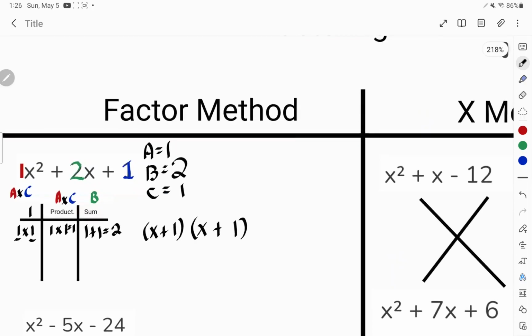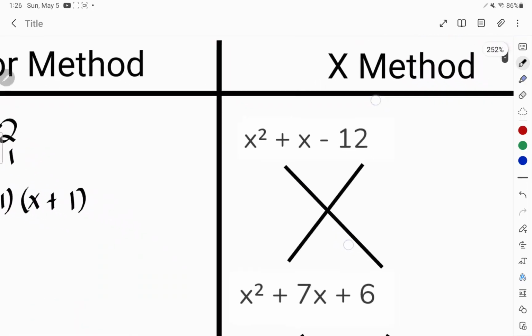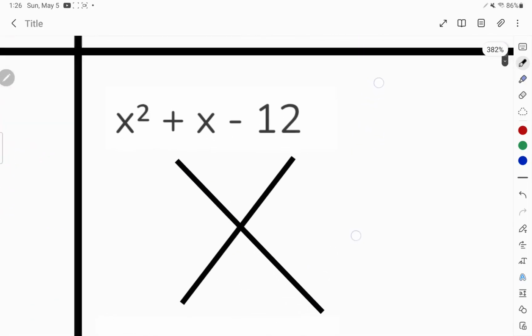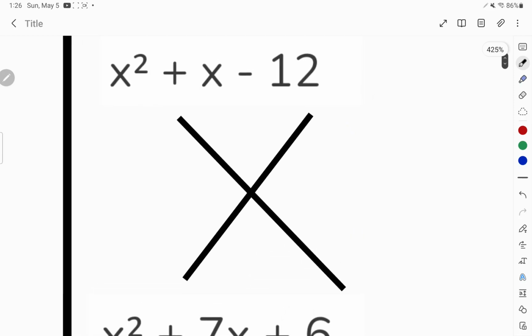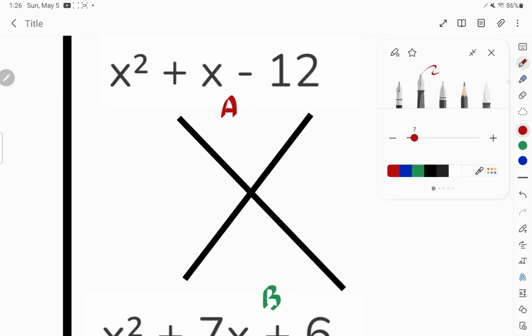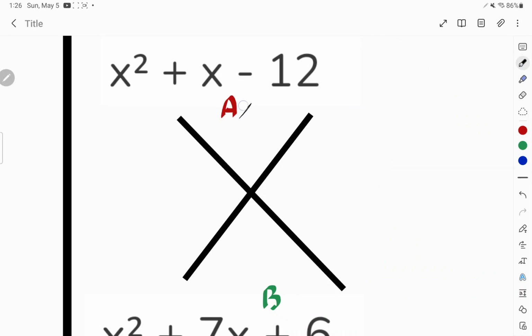Now let's go over the X method. It's going to be exactly the same thing. We have a different problem over here, and we're going to be doing the same thing. But for the X method, you put B on the bottom. So I'm going to put B. And then you're going to put A times C. I'm going to color it differently, so let me go red for that one. So it's going to be A times C.